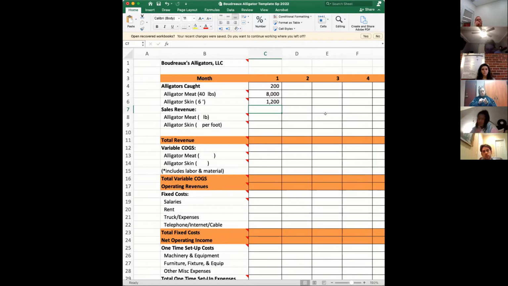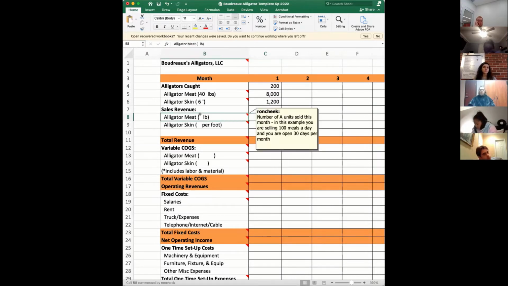1,200. So with the information that Boudreaux has given us, we figured out, one, how many alligators he's going to catch. From that, because he estimated 40 pounds and 6 feet, we know he's going to have 8,000. So now we've got these units so we can figure out his revenue. So what we would do is alligator meat, what did we say?